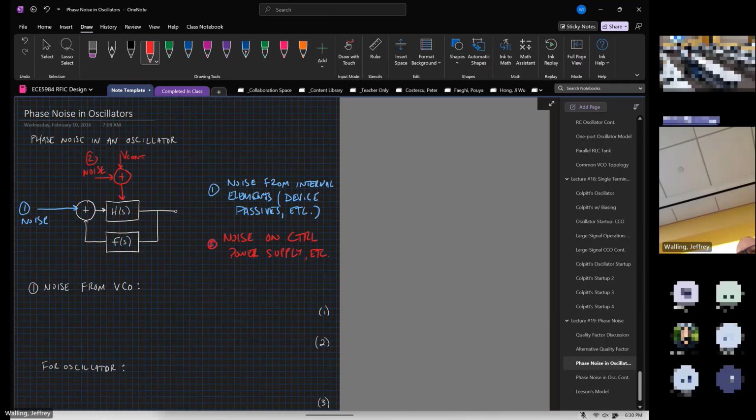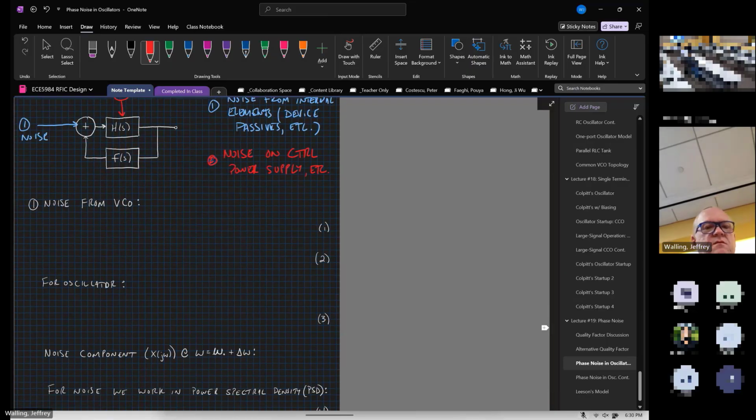Okay, so first we're going to look internally to the VCO. So let's go back to our transfer function. So y of s over x, we labeled this y and this x before, is equal to h of s over 1 minus h of s times f of s. That's our first order control loop.